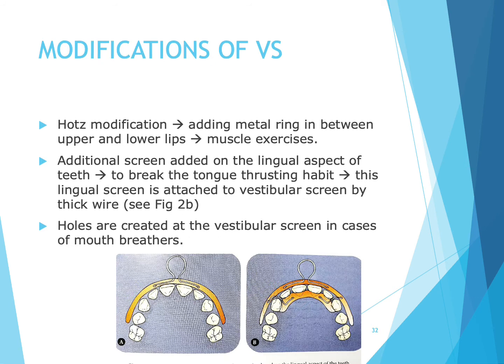There are a few types of modification of the vestibular screen. The first one is the Holtz modification, where we add a metal ring in between the upper and lower lips, and this will be used as muscle exercise.